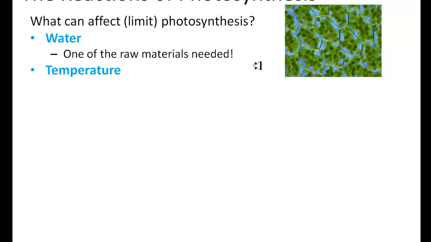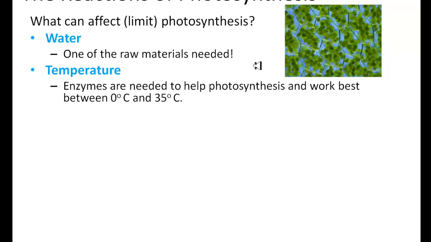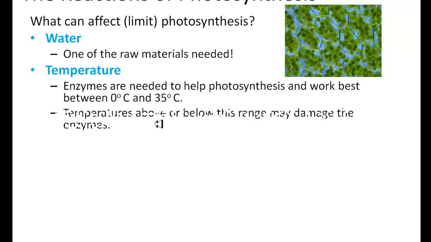Temperature, you guys all know that enzymatic reactions need certain temperatures. Plants, just like animals, have to have a temperature probably between 0 and 35 degrees Celsius, which is pretty darn warm. Your body's 37. And temperatures above that or below that are going to damage the enzymes, and since there are enzymatic reactions going on, photosynthesis slows down or stops.